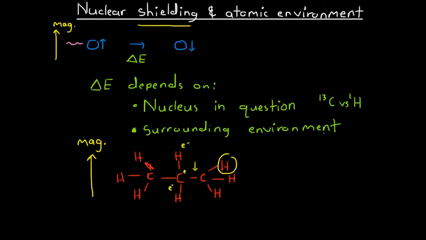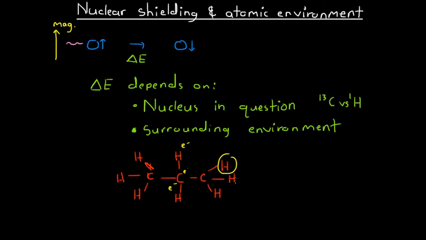So if we look at these three hydrogens, they all have the same surrounding environment. They're all bonded to a carbon, which is bonded to another carbon, which is then bonded to two hydrogens. Those conditions are the same for all three of these hydrogens.